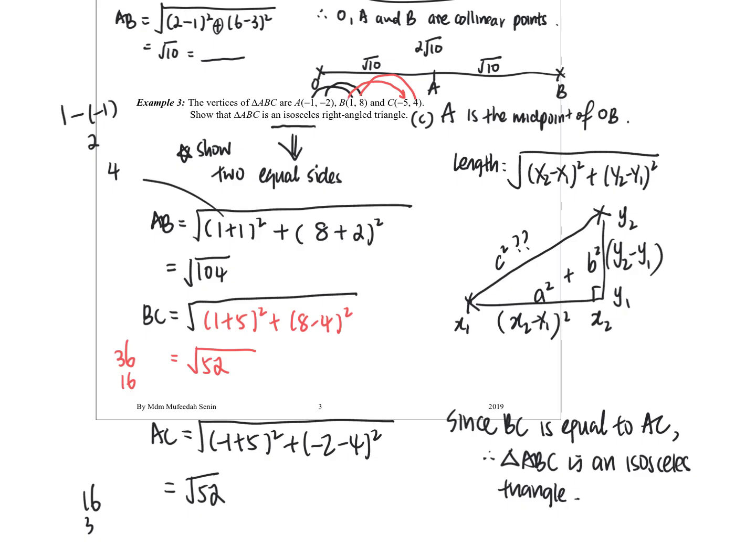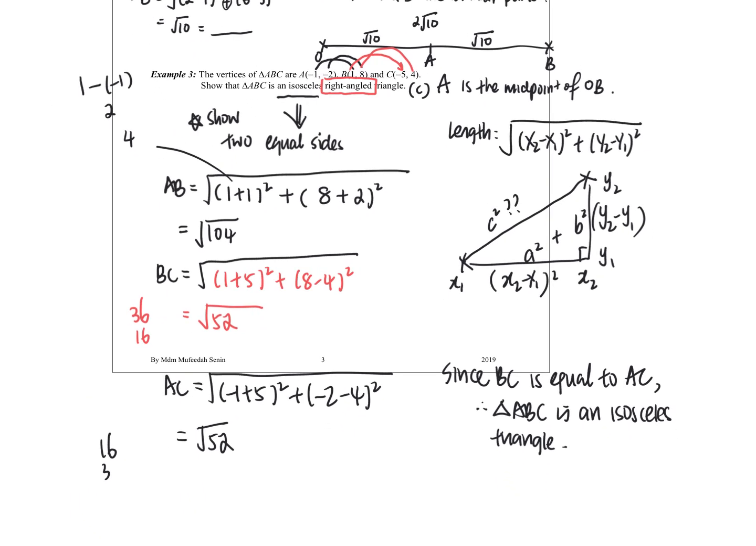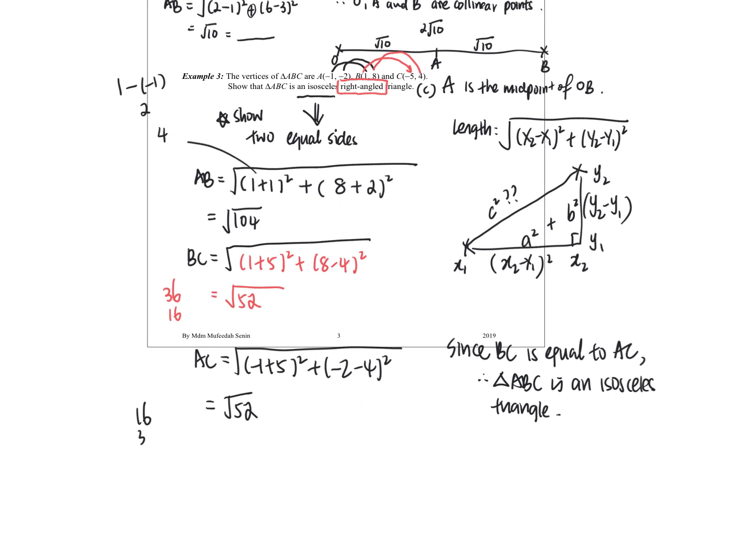Okay, good question. Not just isosceles, right? Because they mentioned right angle. So what you need to do is maybe one more step. It's not the final answer we want. Okay, so we have proven the isosceles part, but not really the right angle part. So how do we go about in doing that?